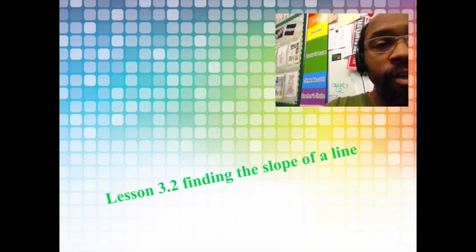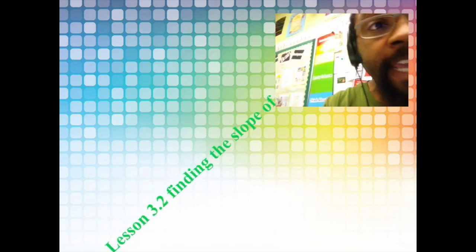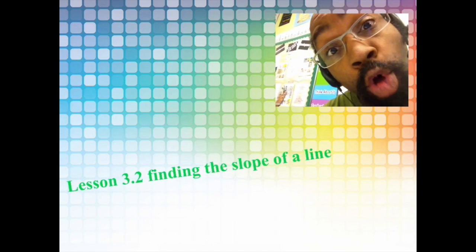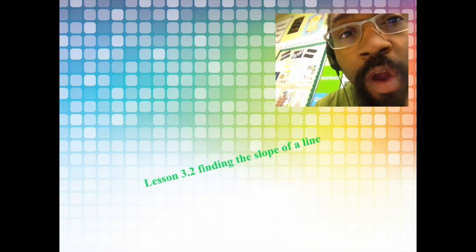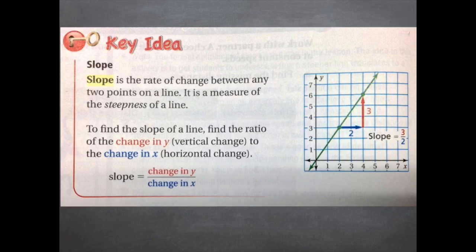All right, seventh graders, you guys are going to go ahead and take a look at finding the slope of a line in this lesson. It's pretty easy. Just remember rise over run, and you'll be good to go. All right, let's hit it.